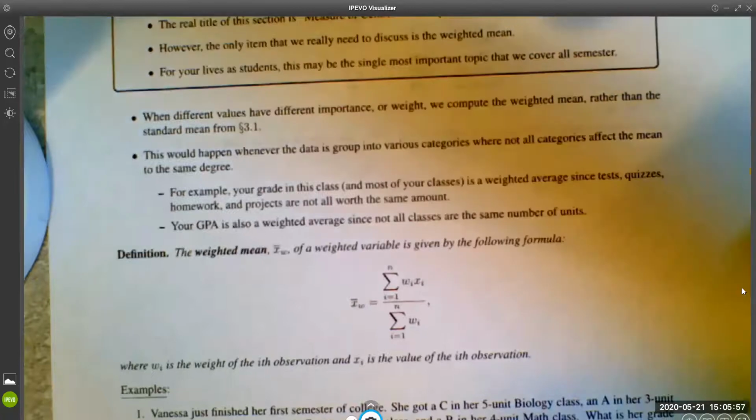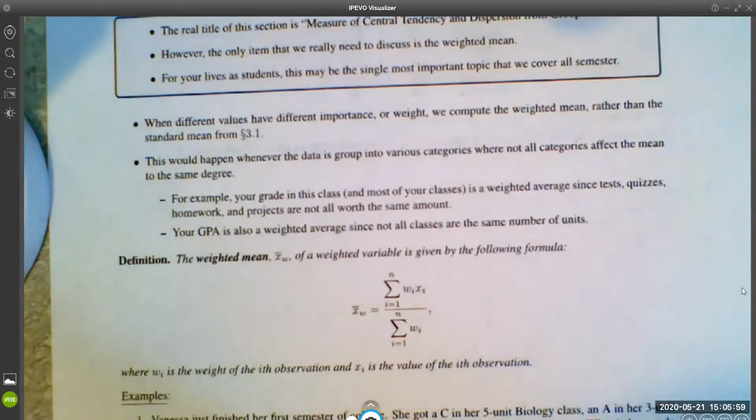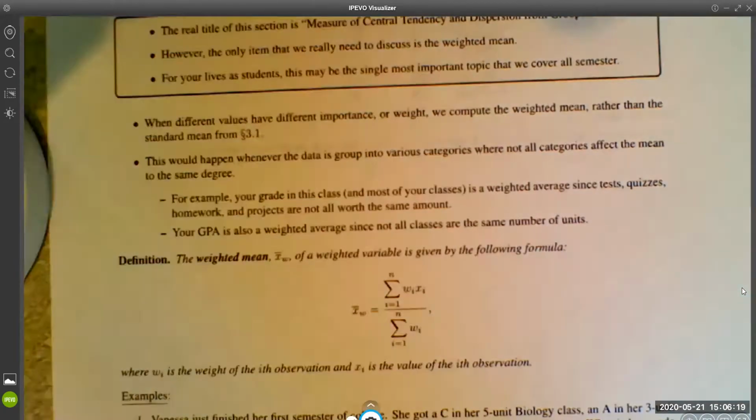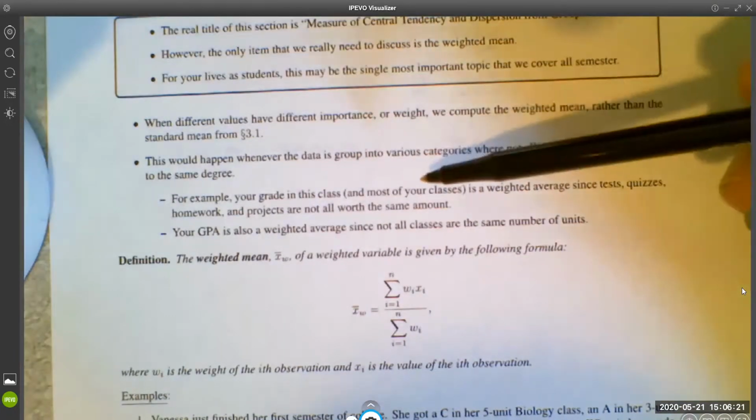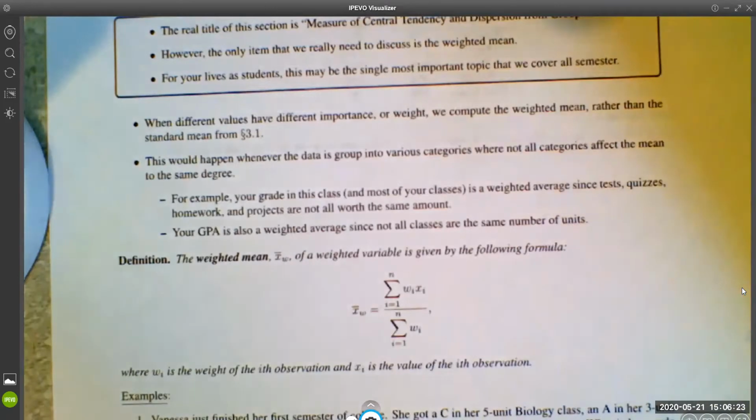So the idea behind the weighted mean is that not all observations are worth the same amount. You can see why this would be useful for you as a student, because your grade in a class, for example, the test is not going to be worth as much as a homework assignment, right? So consequently, we have to compute the means a little differently. We can't treat all of your assignments as being of equal worth, because they're not, right?